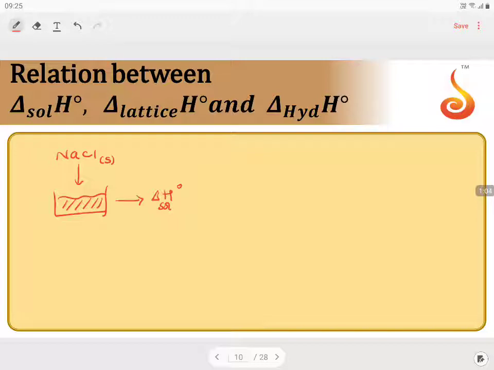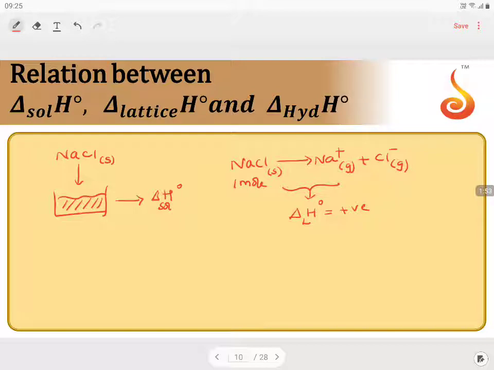Same way, if you talk about lattice enthalpy, if 1 mole of NaCl is split into its respective gaseous ions, the energy released or absorbed in the process. For this process, energy is required. So the enthalpy which is required, which can be taken as positive, enthalpy required for the dissociation of 1 mole of ionic lattice into constituent gaseous ions is called lattice enthalpy.